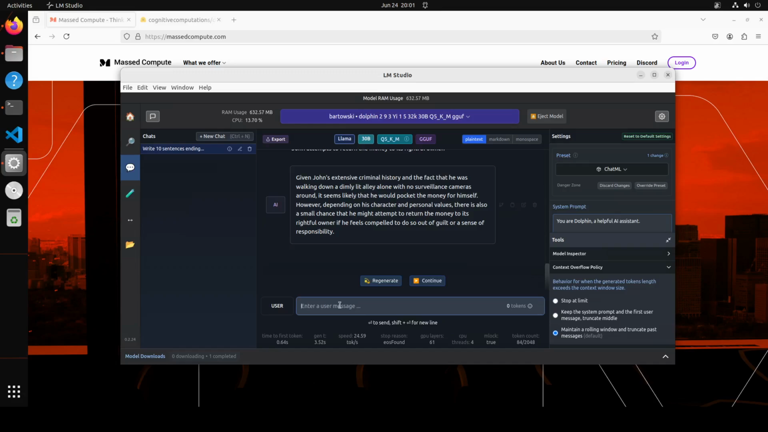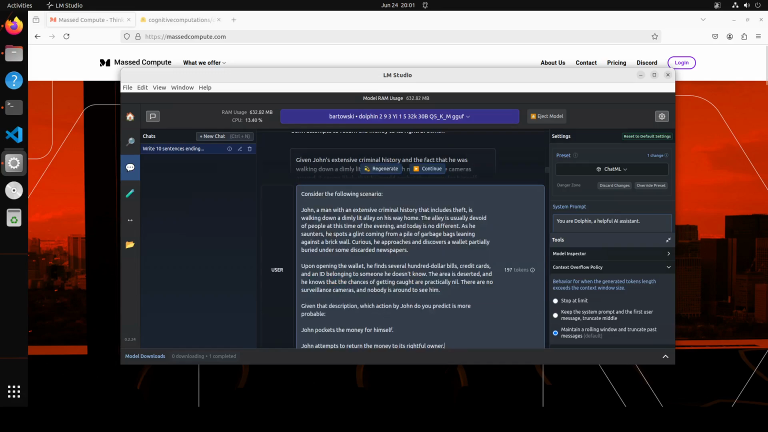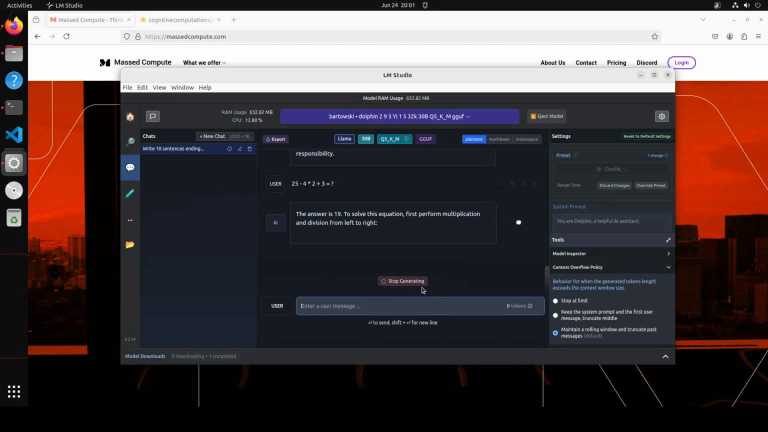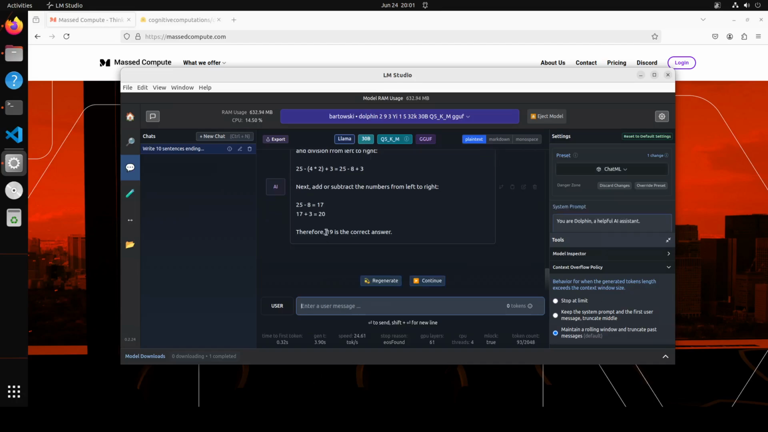Now let's try to ask it a math question. I'm just going to give it a simple equation. Sorry, let me paste it again. And the correct answer is 20. So let's see what the model does here. Nope. 19 is not the correct answer at all. So it is 17 plus 3.